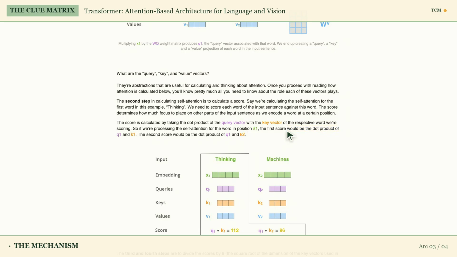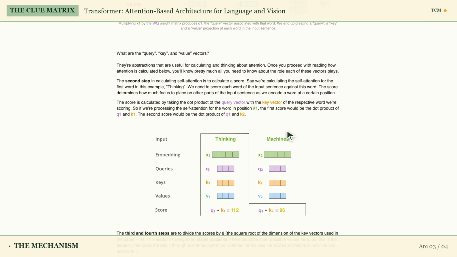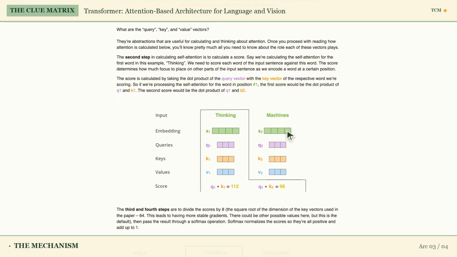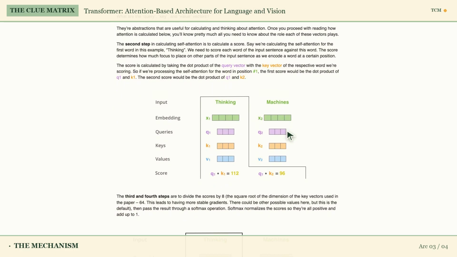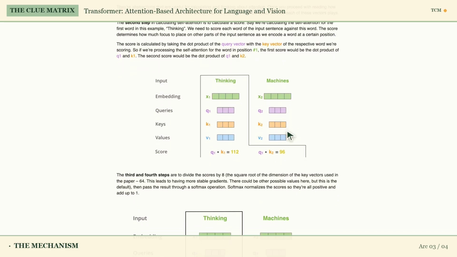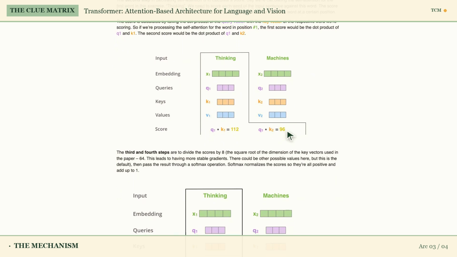These raw scores are then scaled, divided by 8, and passed through a softmax operation. Softmax normalizes them so they become probabilities summing to 1, right? Exactly. This softmax score determines how much each word will be expressed at this position. It's the attention weight.